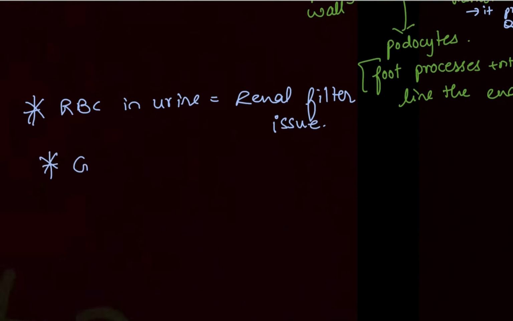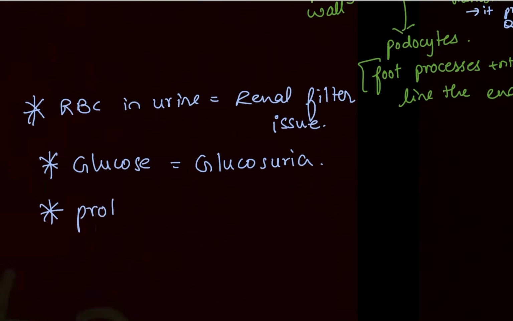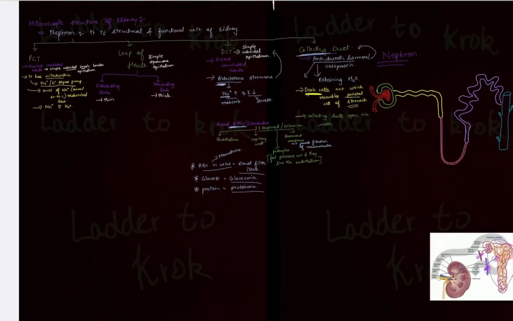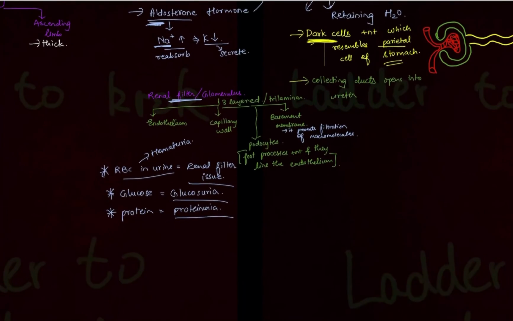If you see glucose in urine, we call it glucosuria. Urea is urine, glucose means glucose. So glucose in urine. Proteinuria. If you see protein in urine, it is called proteinuria. So these are all disorders. RBC in urine, hematuria. Write down, it is called hematuria. So these are some of the disorders of the renal filter that you should know.